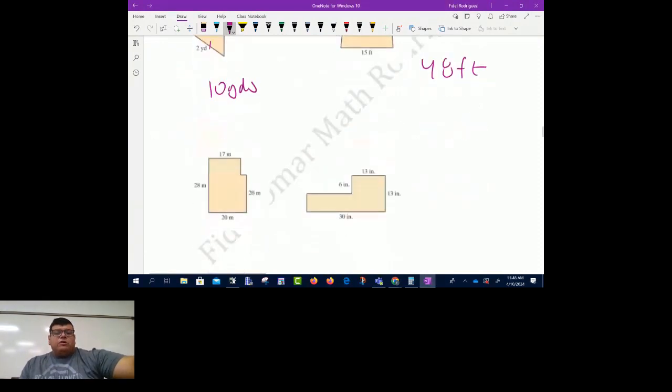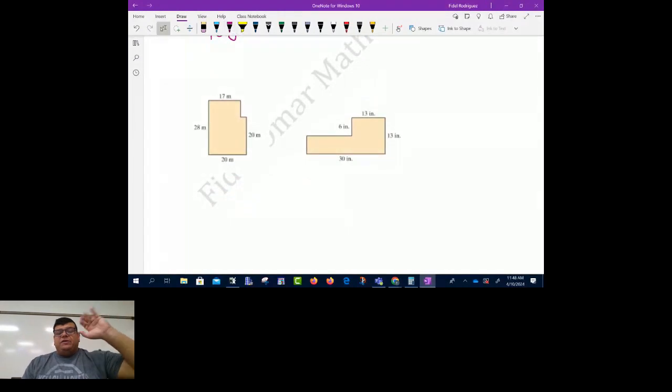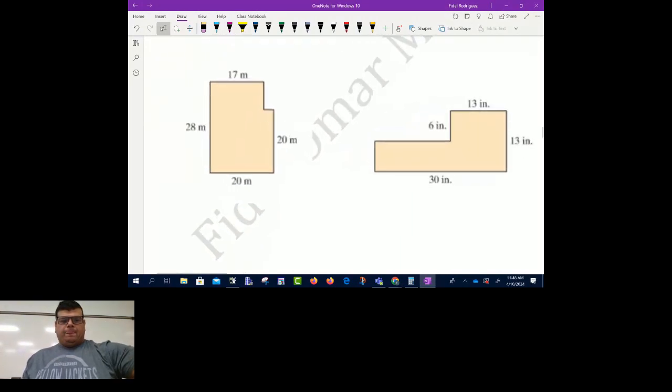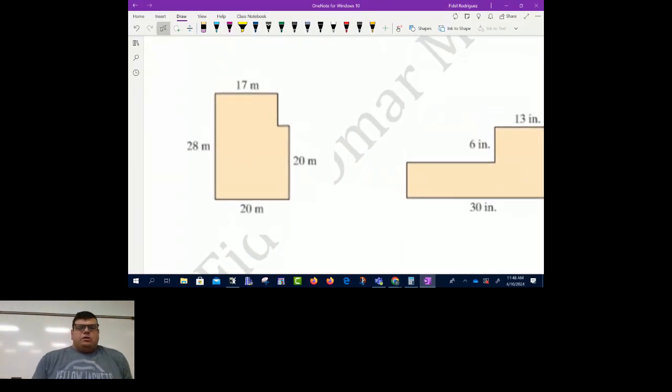Let's see. So, y'all, I want to do these next two because they're not as basic, right? But I can still figure them out. In this problem, we know from here to here is 20. We know from there to there is 28. This is 17. We need to find two things: that distance there, and that little distance over there.